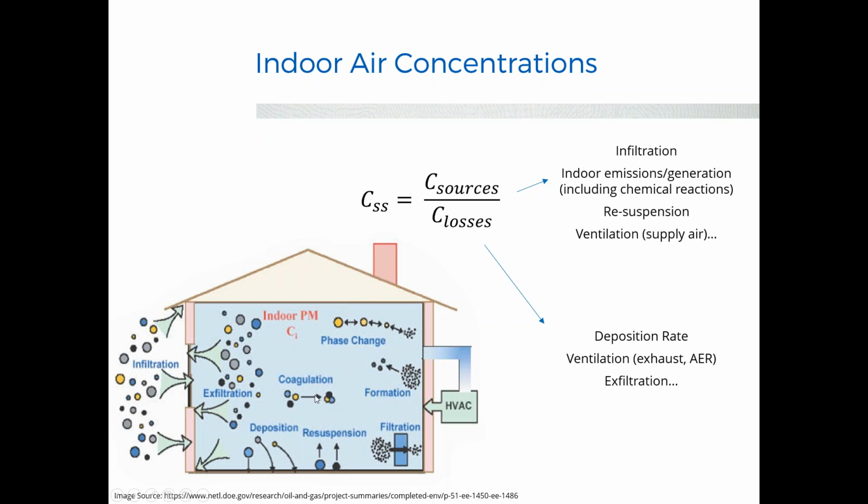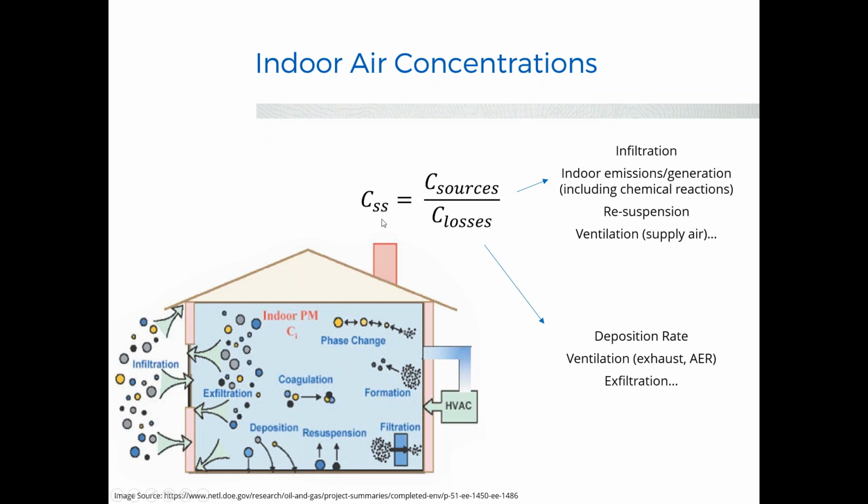We have coagulation in the air, so different particles and compounds coagulating together, formation through things like secondary reactions, phase change, and of course the ventilation system is bringing in outside air and also exhausting air, possibly recirculating air. And then there's likely some kind of filtration component, whether it's a media filter for particles or some kind of carbon filter for other types of contaminants. And so all of this is occurring, and we can model this by taking these different factors into account and estimating the concentration.